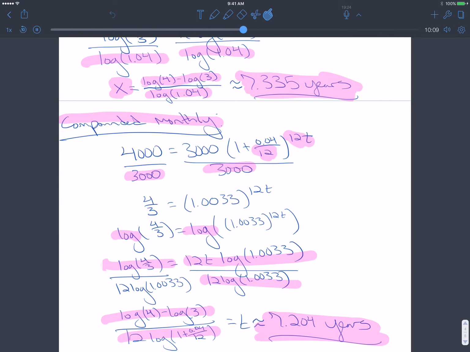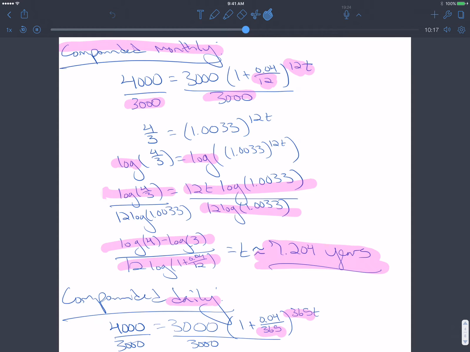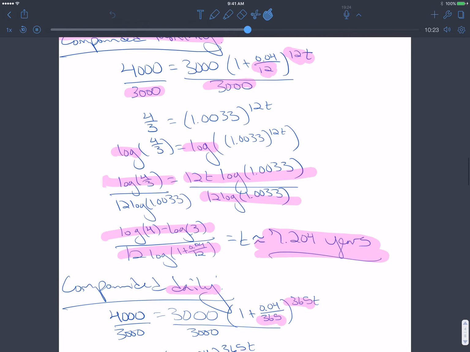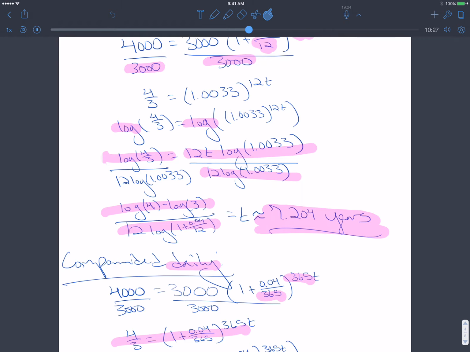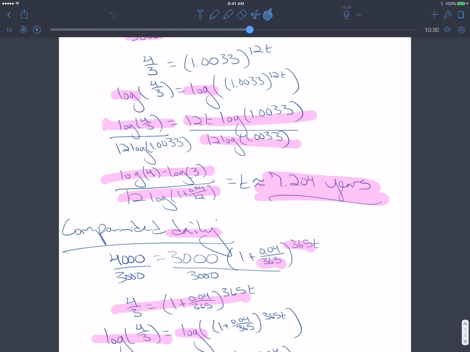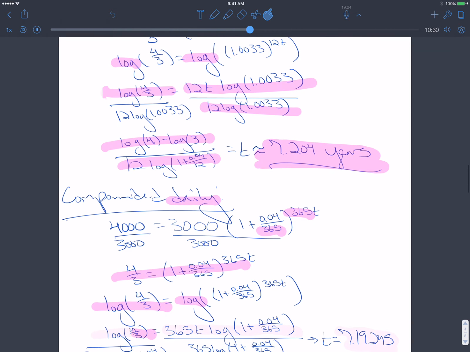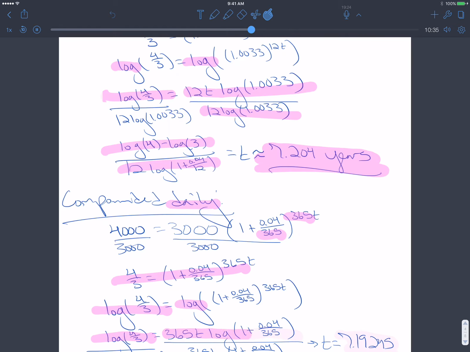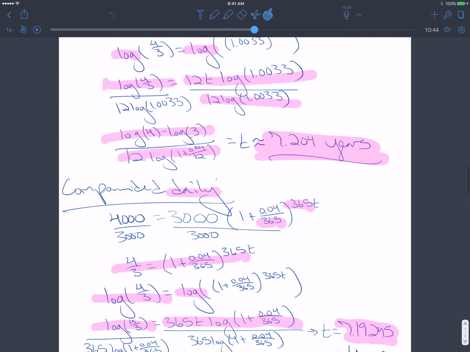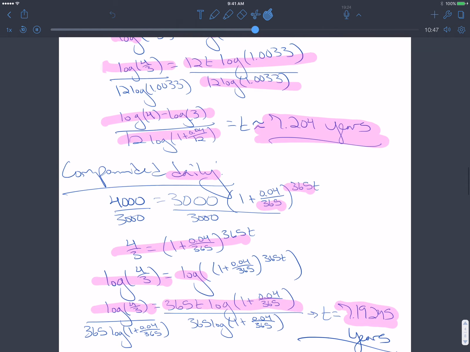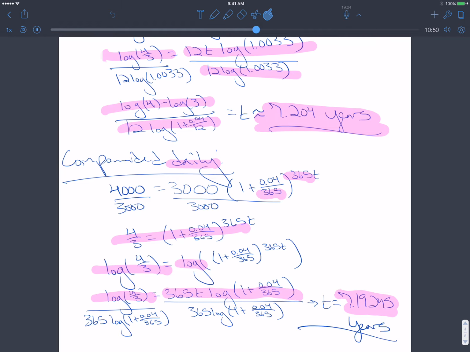So then, the 365, we use the same process: 4,000 equals 3,000 times 1 plus 0.04 divided by 365, raised to the 365t. And then you can divide both sides by 3,000, take a logarithm of both sides, just like we did previously, to get your same log of 4/3 is equal to 365t log of 1 plus 0.04 divided by 365. Solve for t. And if you plug that into your calculator, you should get about 7.19245 years. So you'll see that this is steadily getting to be a shorter period of time.